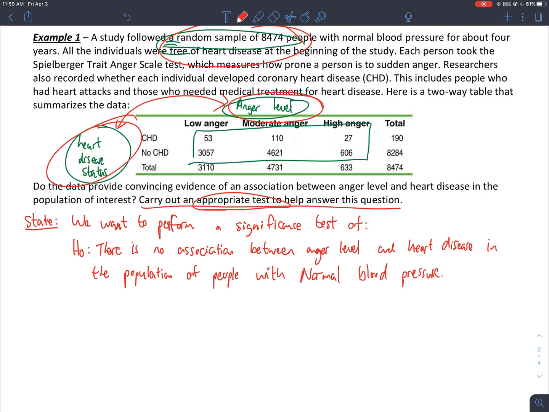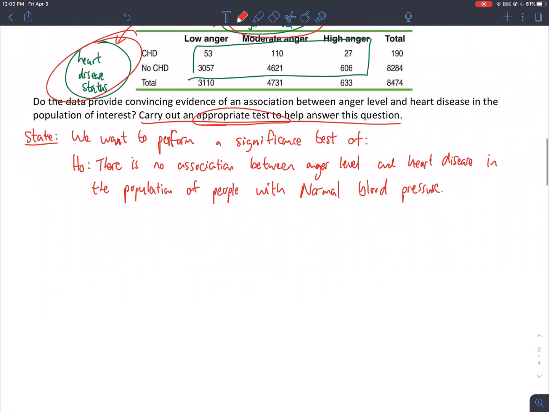Or you can say in the population of people with normal blood pressure, like the ones in the study, or something like that. That's what they've been doing in our textbook, but this is good enough. And then the alternative hypothesis, same wording, but you say there is an association between, and I'm not going to write the rest, anger level and heart disease, same wording. Okay, please don't be lazy like me and do that on your test or your AP exam for sure. You've got to write all the wording out again.